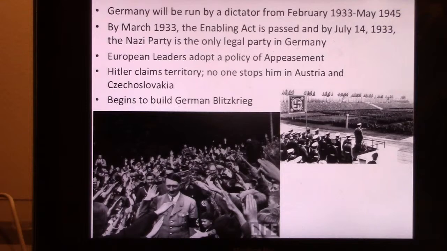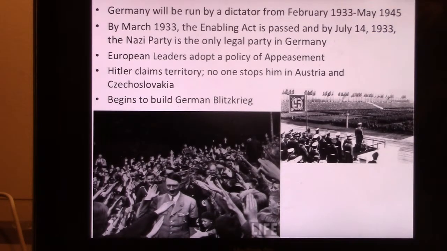Now, the Austrians had agreed to vote on it. Afraid that he would lose the vote, Hitler invades on March 12th, and the Austrians welcome him. Next, he wants Czechoslovakia. He wants the German people of the Ur region, the Sudetenland, back. And Czechoslovakia is an allied country of England and France.